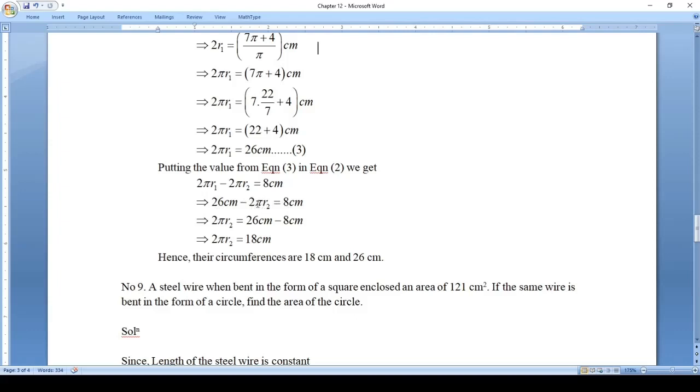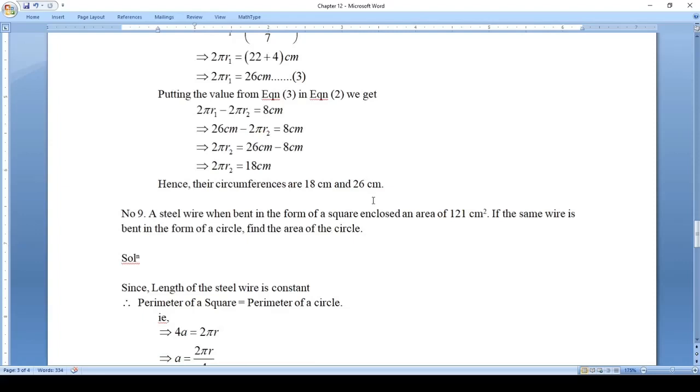Taking this 2 pi r2 to the other side, you will have 26 cm minus 8 cm equals 2 pi r2, or 2 pi r2 is equal to 26 minus 8 cm, which gives us 2 pi r2 equals 18 cm. Hence the circumferences of the two circles are 18 cm and 26 cm. The smaller circle has 18 cm as the circumference, and the bigger circle has 26 cm as the circumference.